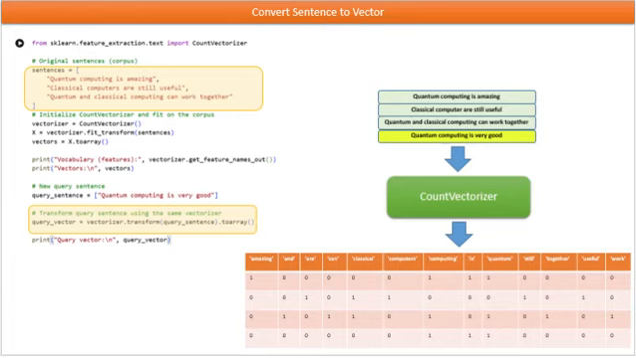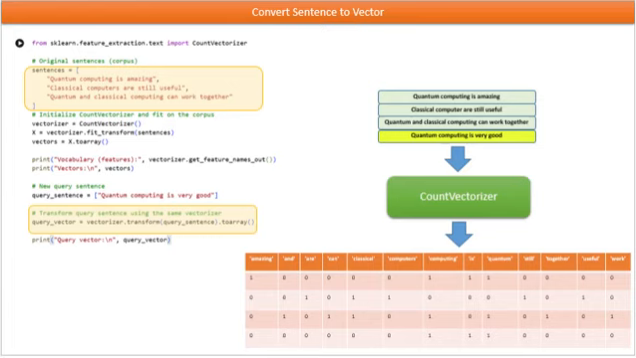CountVectorizer scans through all the sentences, builds a vocabulary of unique words, and then represents every sentence as a vector based on how many times each word appears. Once the vectorizer fits on our corpus, it prints the vocabulary and the corresponding vectors. This is important. The vocabulary defines the feature space. If we change the vocabulary later, our comparison becomes meaningless.